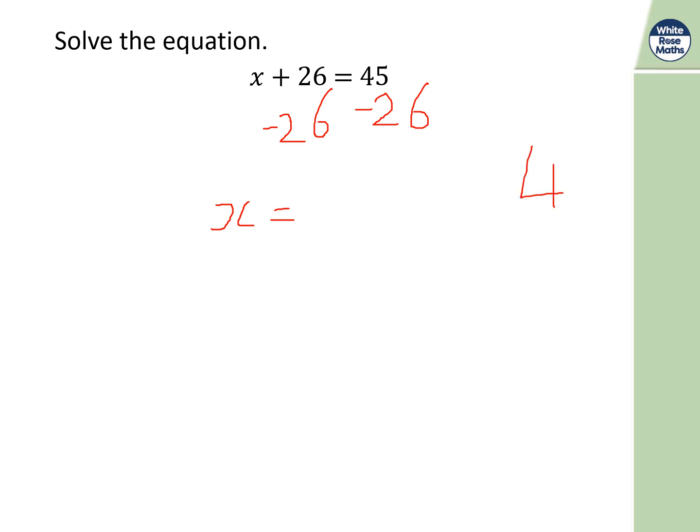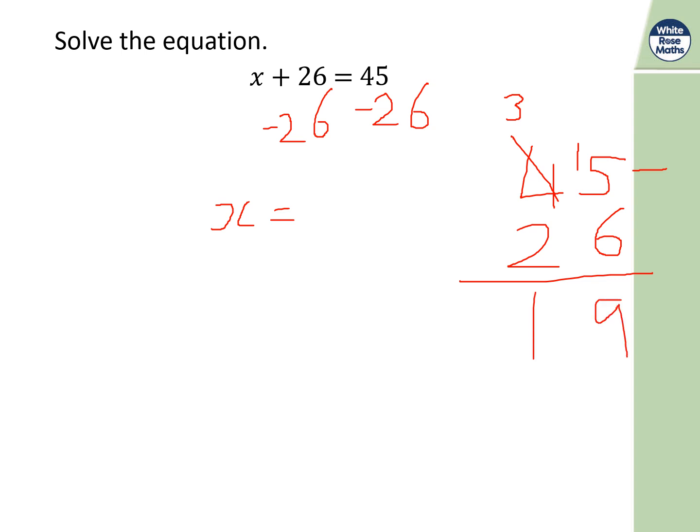Again, I can just do a little column subtraction. 5 take away 6, I can't do, so I have to borrow. That goes to 3, and that now becomes 15. 15 take away 6 is 9. 3 take away 2 is 1. So x is equal to 19, and that's how we solve the equation.